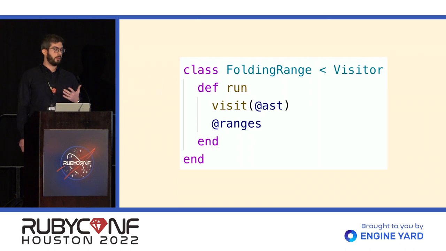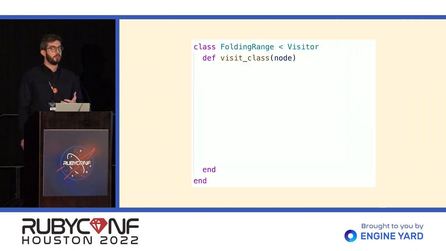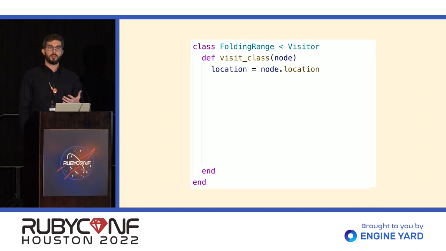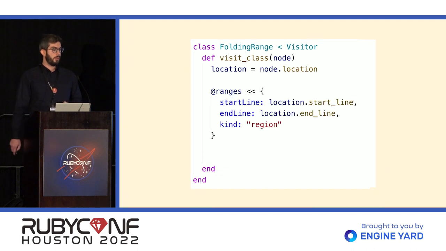And the last step in order to implement the folding range request is we need to be able to associate logic to when we find a specific node type. We want to be able to fold the class definitions and the method definitions. And for that, we can override those node-specific visits in the request implementation. So we know that this method is only invoked when we find a class node. And so that's one of the nodes we're interested in folding. We can take the location information for that node, where it is defined in the file, and push a new range for that class definition.